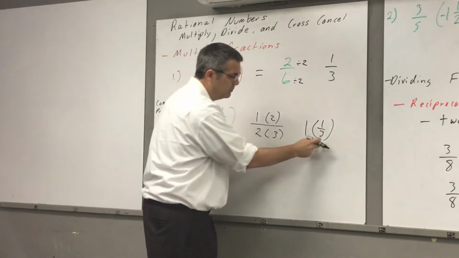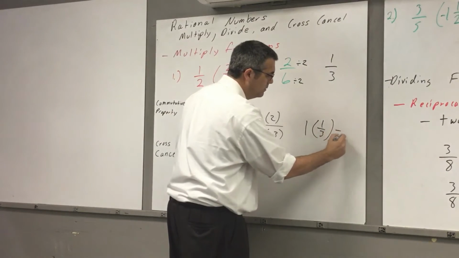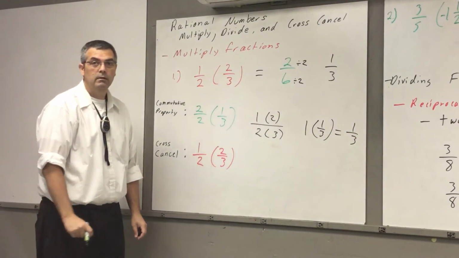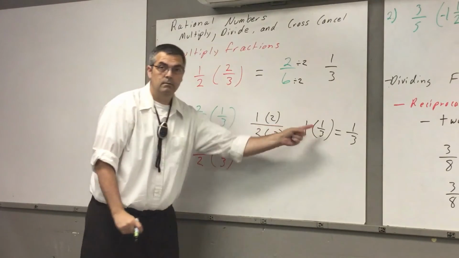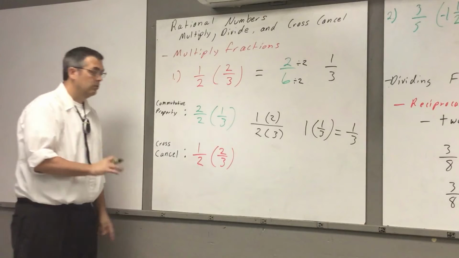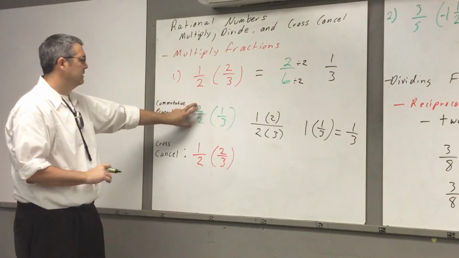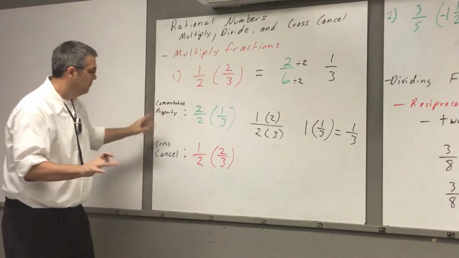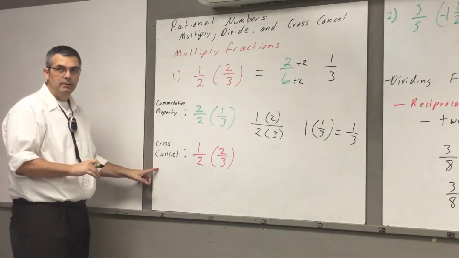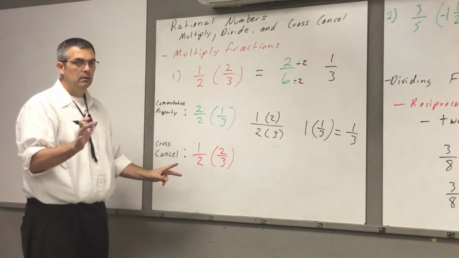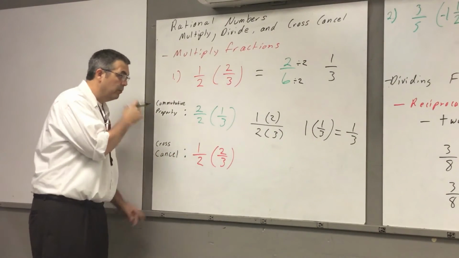But 1 times 1/3 is 1/3. Okay? That's what that is. All right? Now the other way, and the way that I actually prefer, right? I'm not a real big fan of this one. It does work, and you should understand what you're looking at, but I like this one a little bit better, the cross cancel. Okay? It's really the same thing, but it's the way that I prefer it.